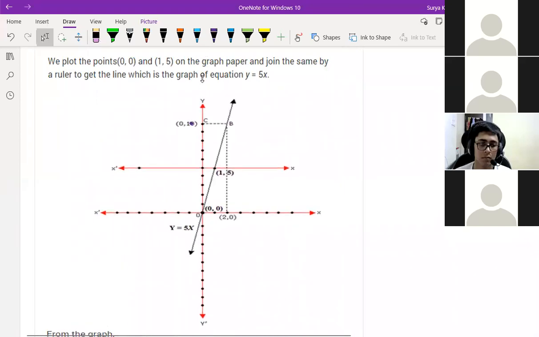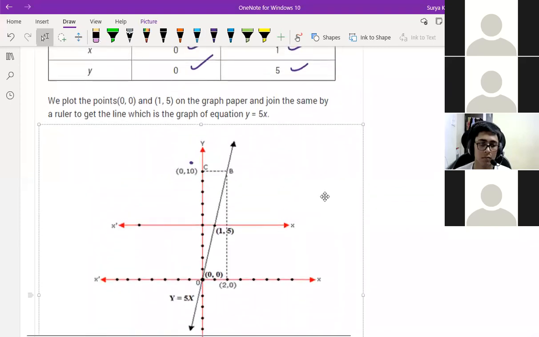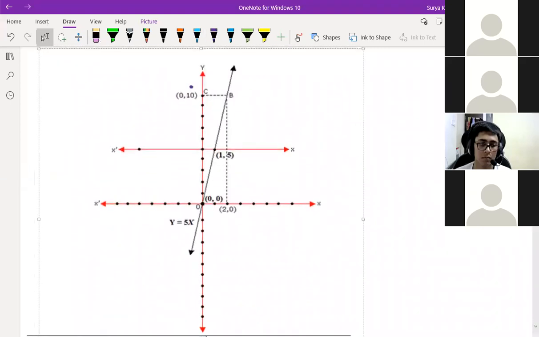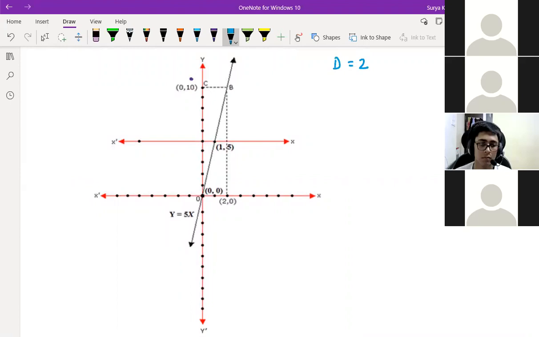First, you tell me, you understood how they have mentioned here y is equal to 5x. That is clear? Yes, sir, that part I understood. Okay. Now, the second part of the question they are asking is, if distance is equal to 2 units, then what would be the work done?